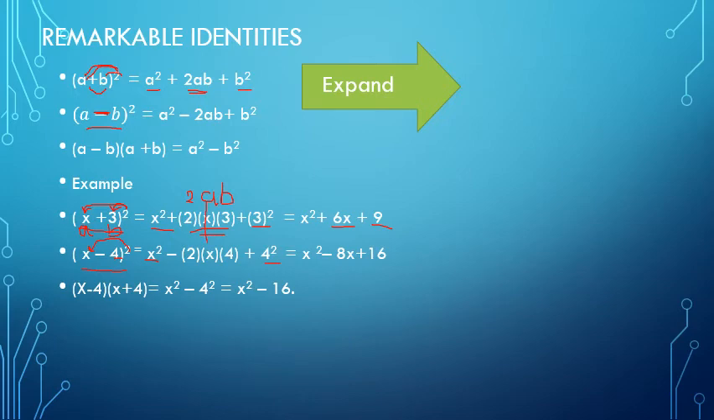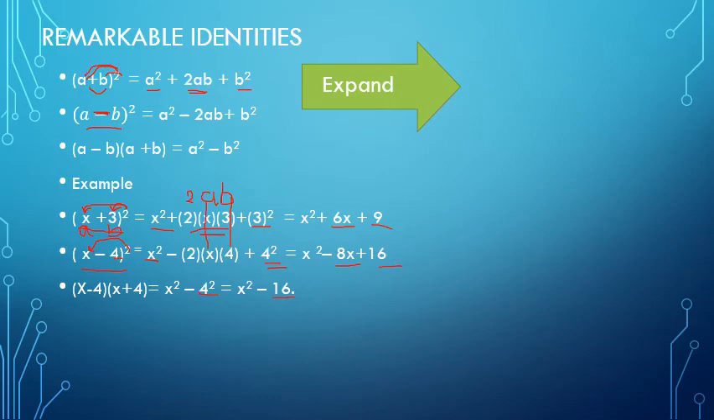So this is also a and this is b. So 2ab, 2 times 4 equals 8, and we get minus 8x. And 4 squared is 16. Our answer will be x squared minus 8x plus 16. The last one, which we call the difference of two squares, a squared minus b squared, its answer is a minus b into a plus b. So here, x minus 4 into x plus 4, its answer will be x squared minus 4 squared, and 4 squared will be minus 16.